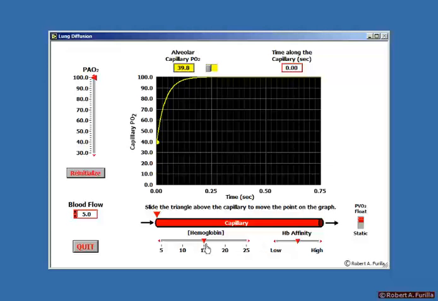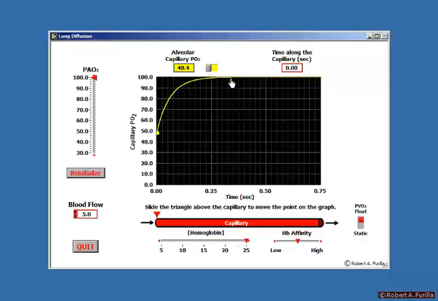And I'll put us all the way up to 25 grams of hemoglobin per 100 milliliters of blood. So give it a thought. You can even pause if you want to take some time and think about it. Let's move it up and see what happened. It actually takes longer to reach equilibrium when you're polycythemic than normal.